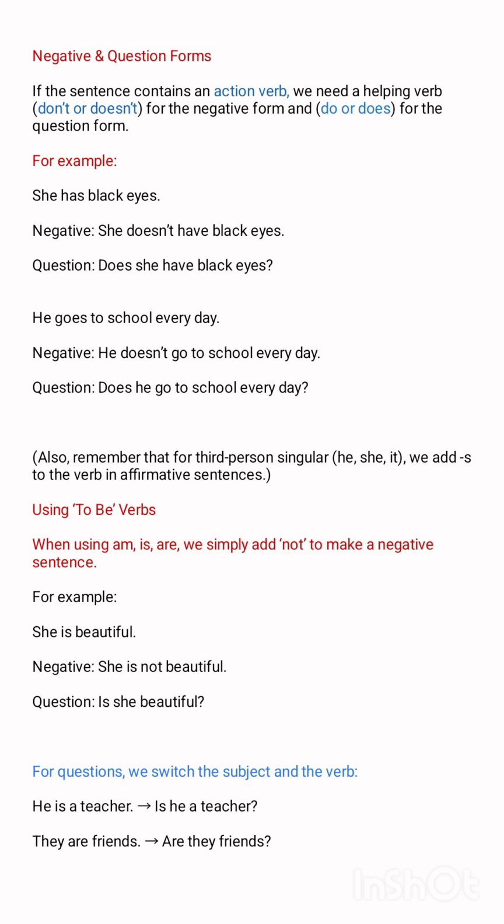Once my students understand the basic structure of the simple present, I move on to negative and question forms. 1. Negative form. If a sentence contains an action verb, we use don't or doesn't to make it negative. Subjects: I, you, we, they don't. Subjects: he, she, it doesn't. Examples: she has black eyes. Break it down. What is has? Which negative form do we use for she? Do we say she doesn't has? No. We remove the s. She doesn't have black eyes.